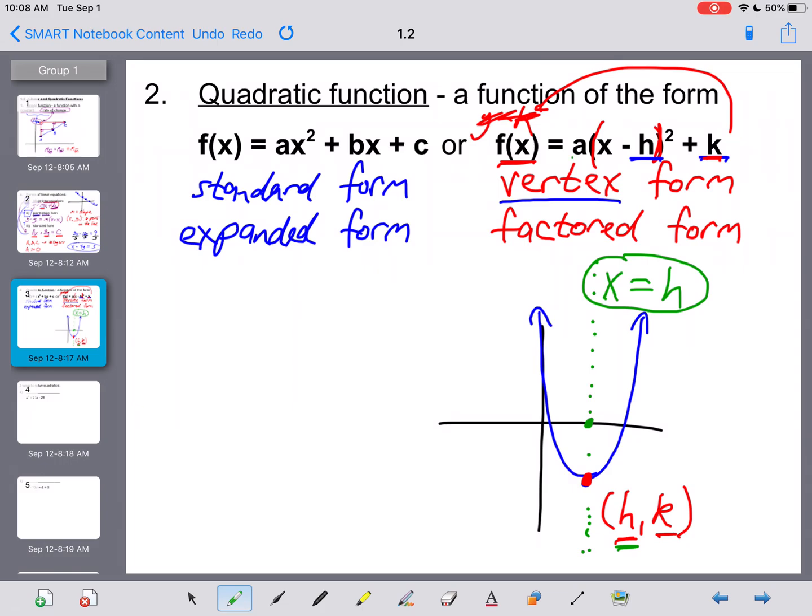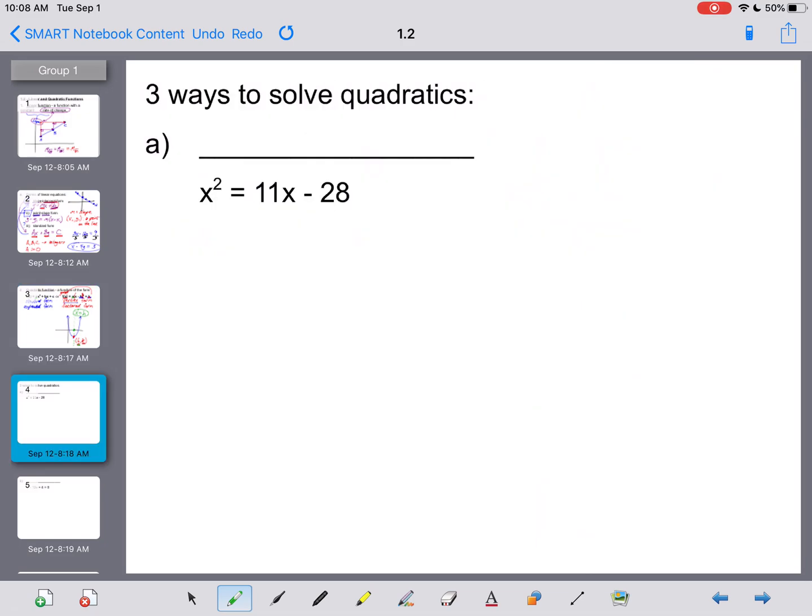The value of a here is going to determine how wide or how skinny that parabola is. And that is also true in standard form right over here. And the sign of a is, of course, going to determine which direction this thing opens, whether it's up or whether it's down. All right, so that was one we were going to talk about pretty quickly. I think you guys probably have that down, so let's move on.